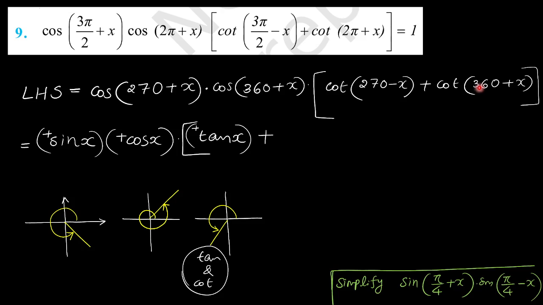Then if the starting angle is 180 or 360, the same trigonometric ratio is to be copied. Write the last angle. But I don't know whether it is positive or negative. 360 plus x, I have already drawn the diagram. 360 plus x lies in the first quadrant. Cot of first quadrant will be positive. In the first quadrant all are positive.